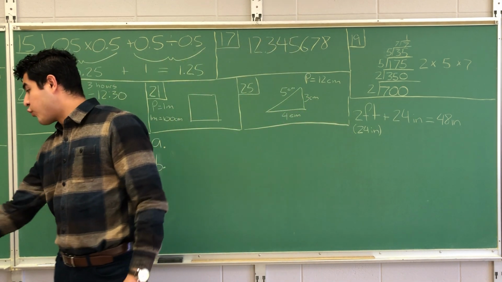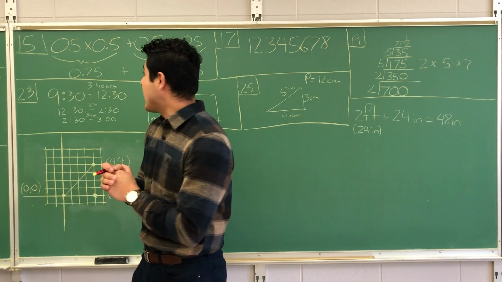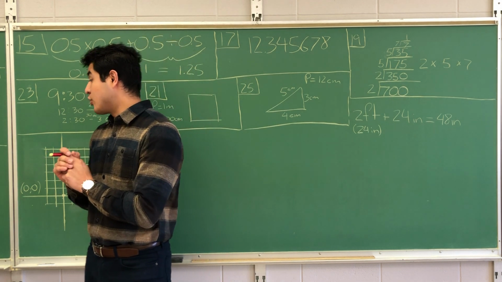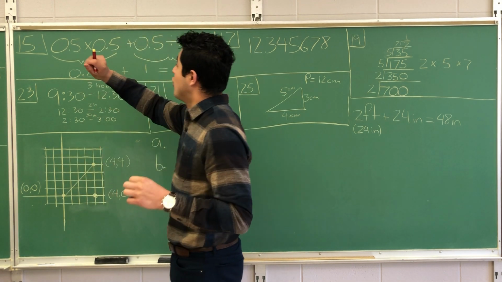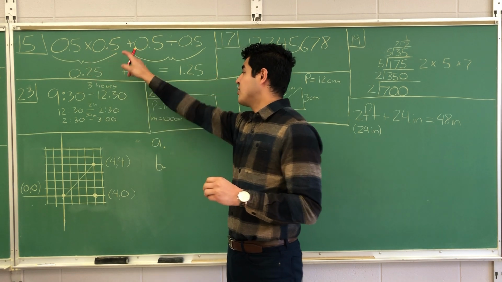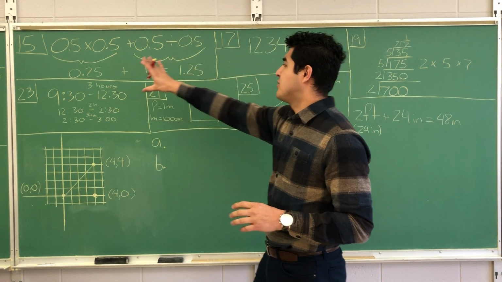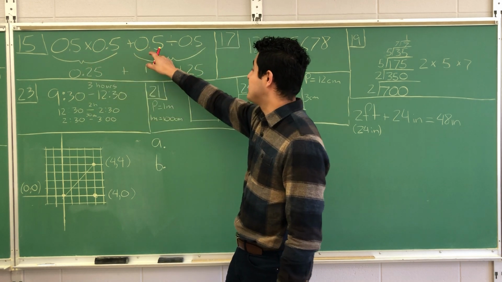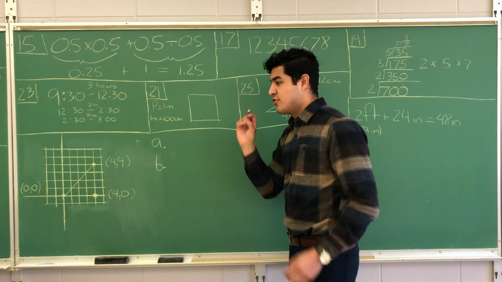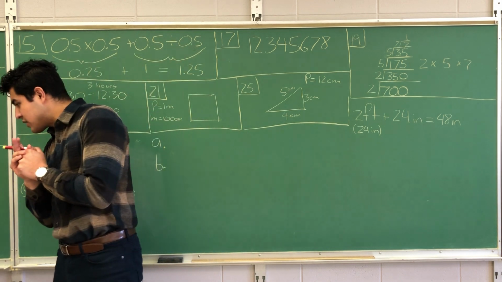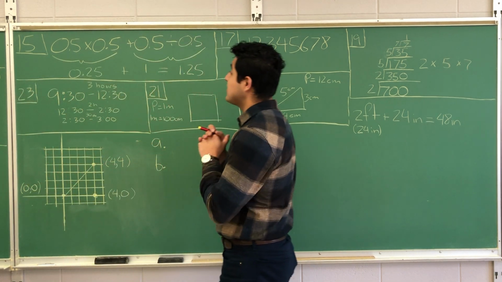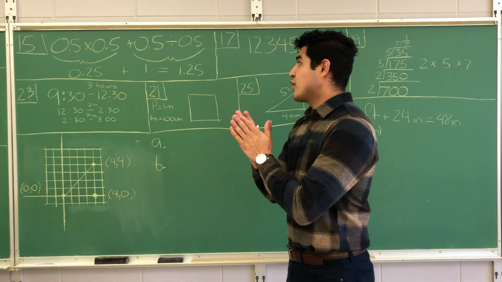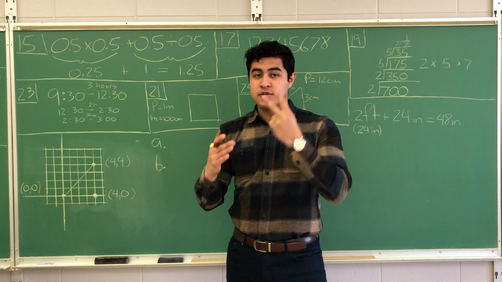We're on page 405 now, and we're on problem number 15. So let's go ahead and solve this. We have 0.5 times 0.5 plus 0.5 divided by 0.5. Let me make sure I transferred all that information correctly. Yes, I did. All right, first things first, there's no parentheses, so we go to step number 2.